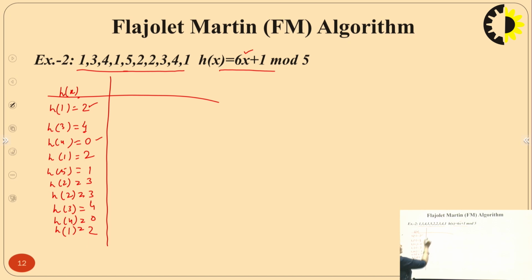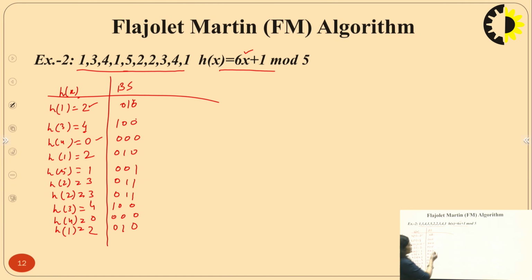So here we are writing the binary string, and for example we again take the encoding of length 3. Then 2 we represent as 0 1 0, similarly for 4 it will be 1 0 0, for 0 it will be 0 0 0, for 2 again 0 1 0, then for 1 it will be 0 0 1, for 3 it will be 0 1 1, then for 3 again 0 1 1, 4 again it will be 1 0 0, and then for 2 again we get 0 1 0. So this is the second step.